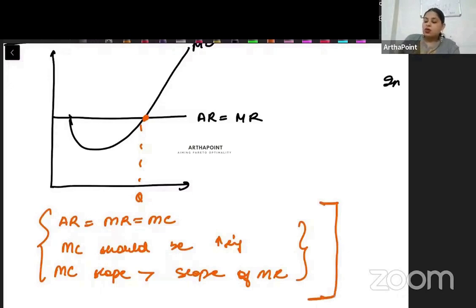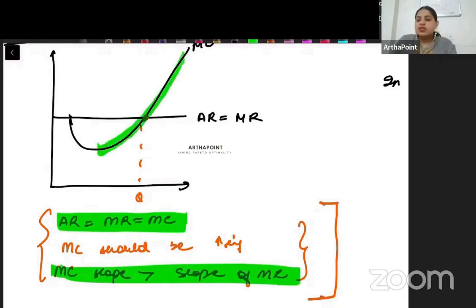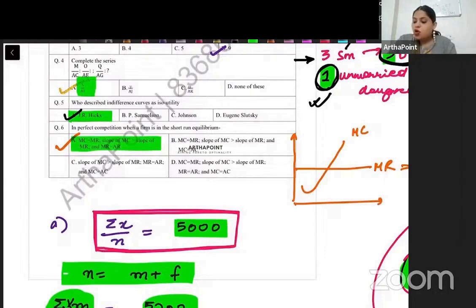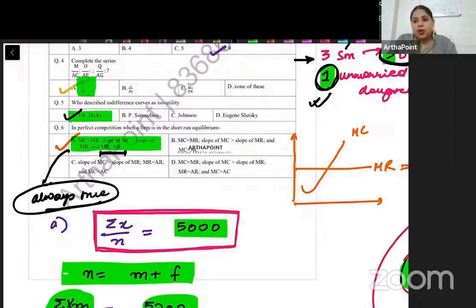AR will always be equal to MR. MR will be equal to MC. So AR, MR and MC will be equal, and MC should be increasing. This is the minimum condition I require. So if I go here, I see that this condition is in part A. MC is equal to MR. Slope of MC is greater than slope of MR. MC is increasing. And MR and AR are also equal. This is always true, that MR and AR are equal. That's the minimum condition I require.